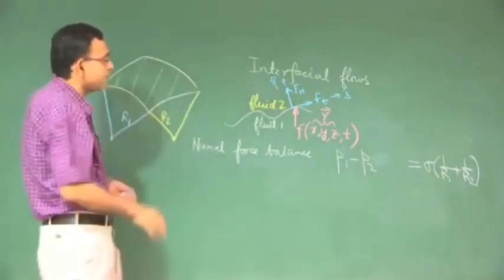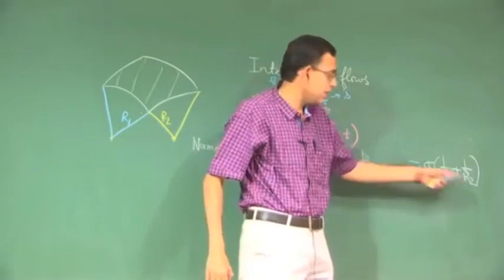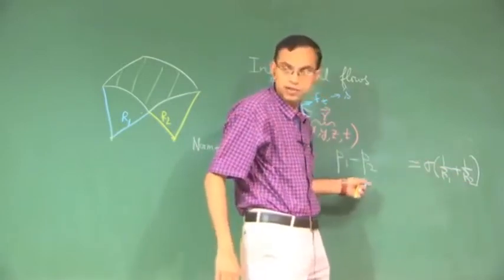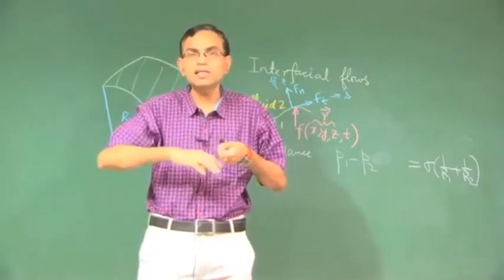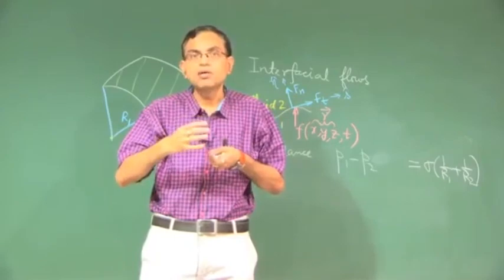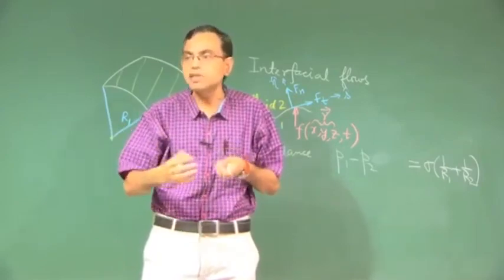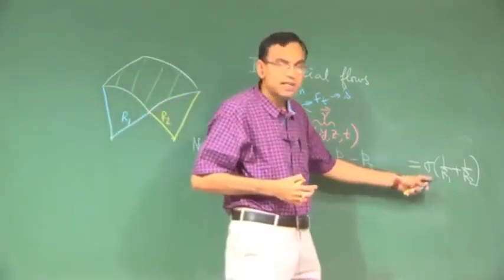If it is a flat interface, R1 and R2 are both tending to infinity and then there is no pressure difference. So, pressure difference across an interface due to surface tension can be attributed only to the curvature of the interface. However, this is only under static condition.